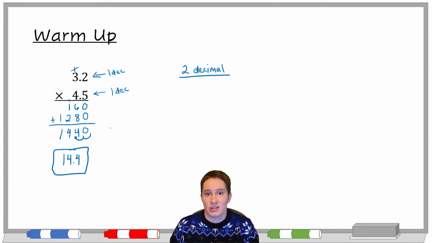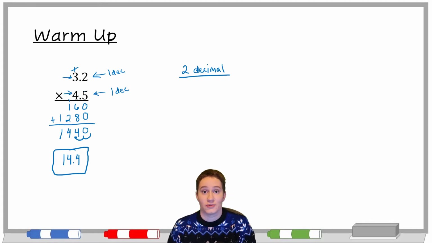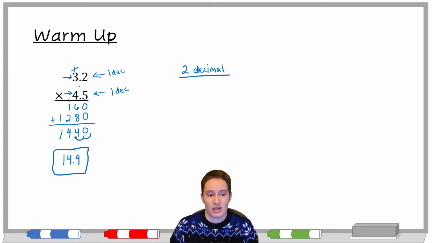And then we could just double check and say, okay, if I estimate this, I've got about 3 times about 4, or about 3 times about 5, depending on how you want to round that, which is somewhere between 12 and 15, which, because of where we put the decimal, we got 14.4, which is in between 12 and 15. So I feel pretty good about our answer.